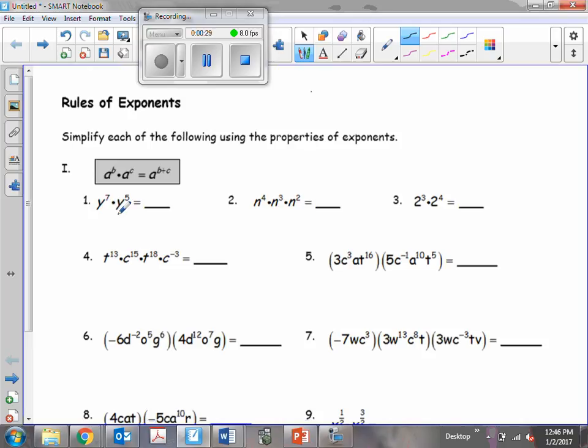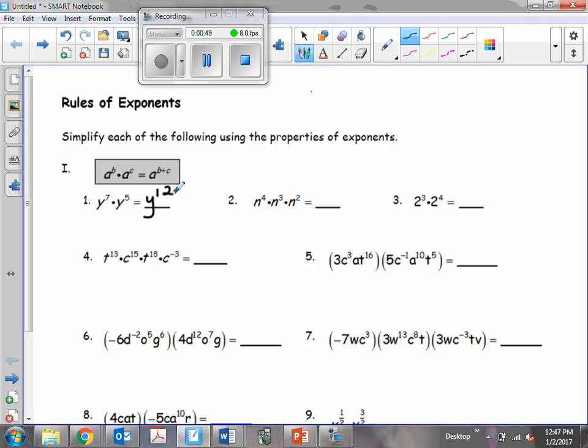So for example, if you take a look at number 1, see how it says y to the 7 times y to the 5th? Those y's are the same, so what we're going to do in order to get our answer is add 7 plus 5. So this would give me y to the 12th, because 7 plus 5 is 12.